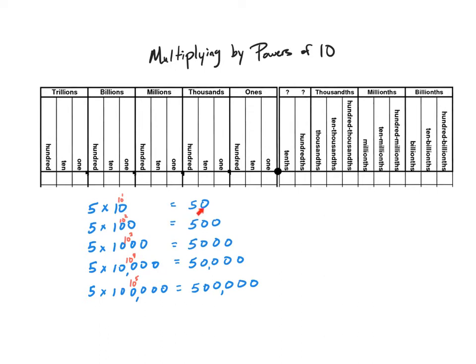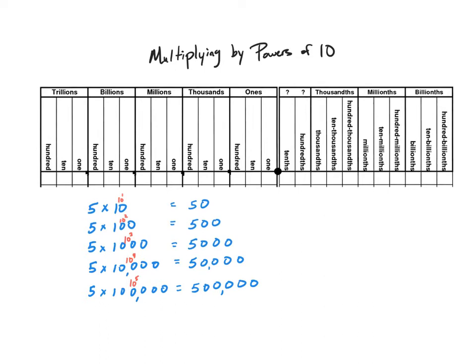But every one of the products also has zeros, and those zeros represent the amount of tens that I multiplied by. So for example, right here, I multiplied by 2 tens, 10 to the second power. So I have 2 zeros in my product. Here I multiplied by 3 tens, 3 zeros, 4 tens, 4 zeros, and 5 tens, 1, 2, 3, 4, 5 zeros. So let me put the 5 in the place value chart to show you what is really happening here and why we're seeing this pattern develop.